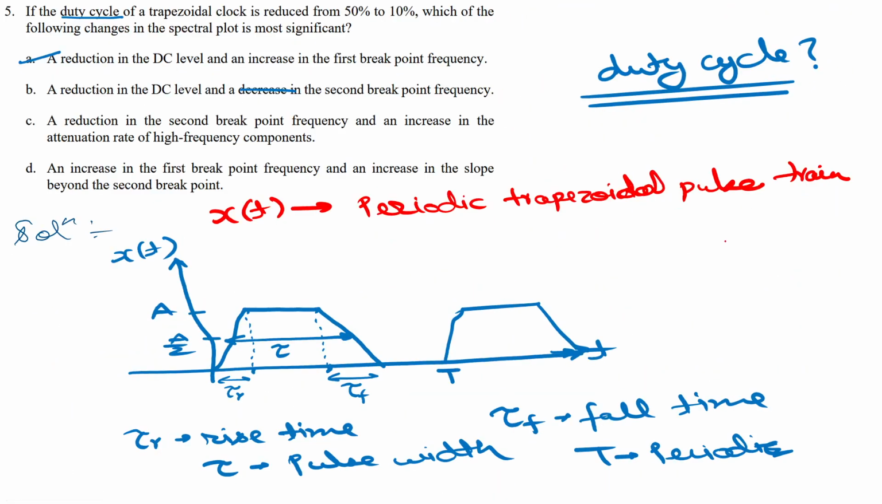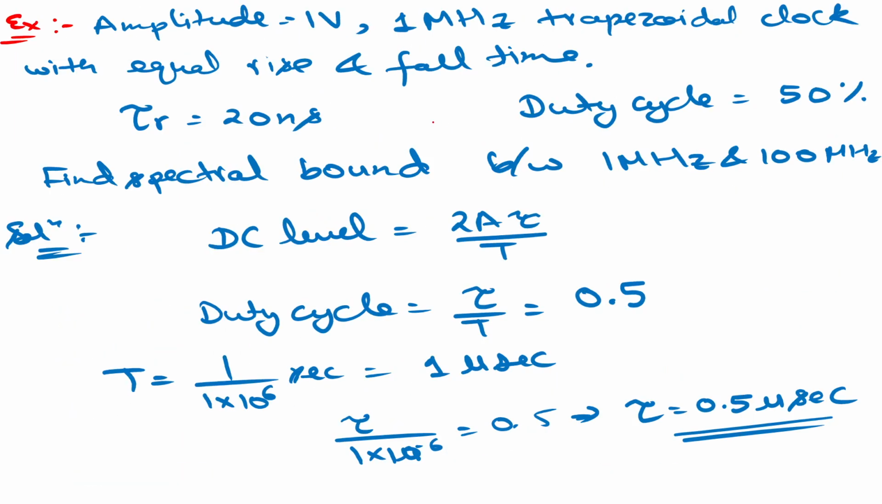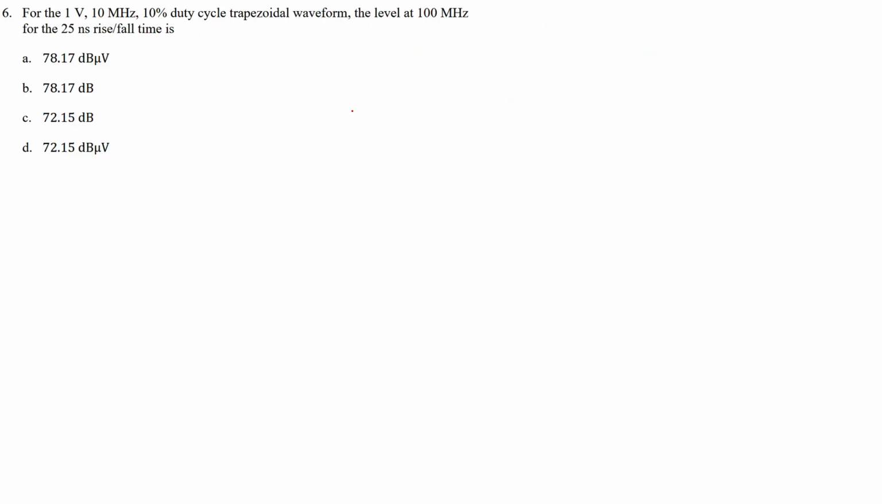So that's why the correct option for this question number 5 is A. A reduction in the DC level and an increase in the first breakpoint frequency. Now we will move on to question number 6.